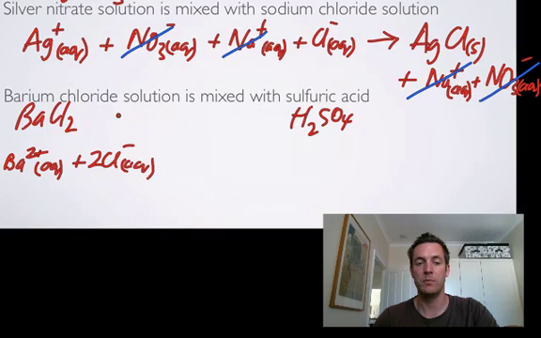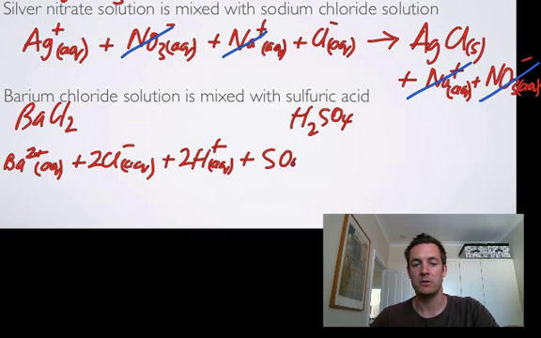Not a Cl2- ion. That's just made up nonsense, okay? Plus 2 H+ here. All acids have H+ ions, and there's 2 of them there. There's no such thing as an H2+ ion, okay? So SO4 2- is also there, and that's also aqueous.